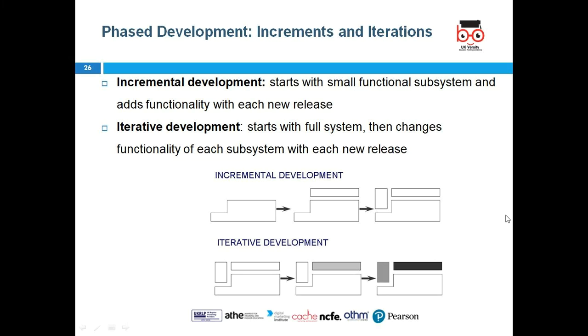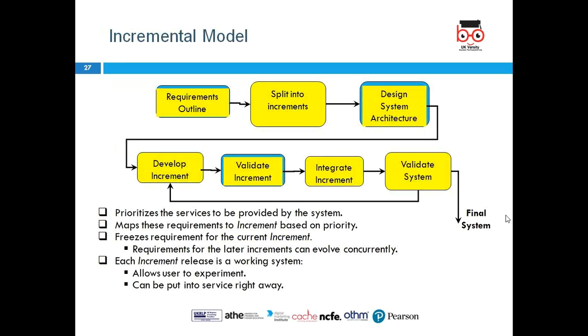However, in the iterative, initially the three blank blocks are created first, then the first bar over here in the middle is completed, then the second one is completed, and consequently the other one gets completed. Yes, that's correct. So incremental model, yeah.